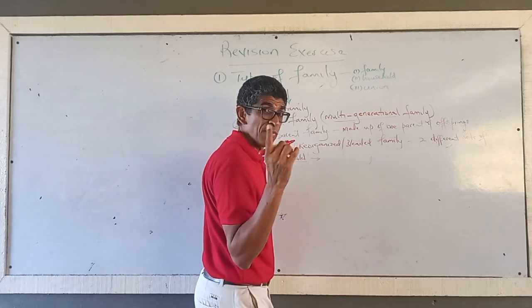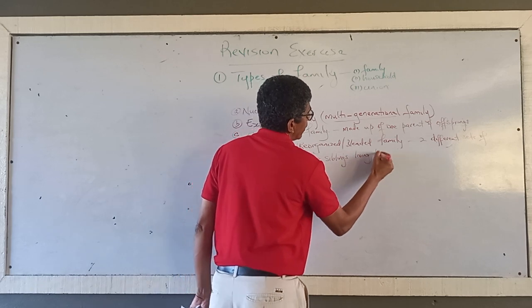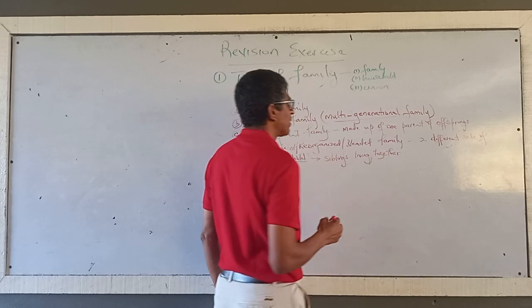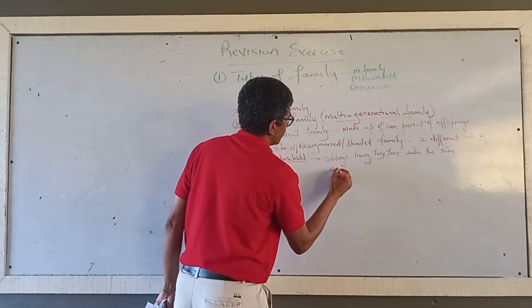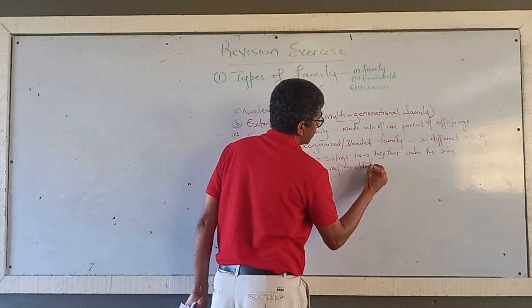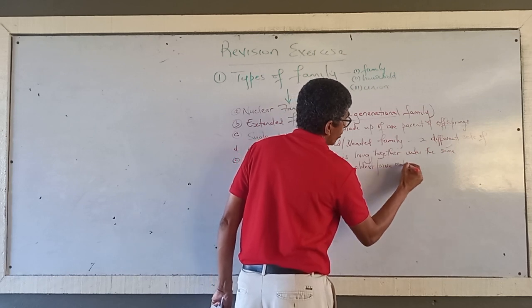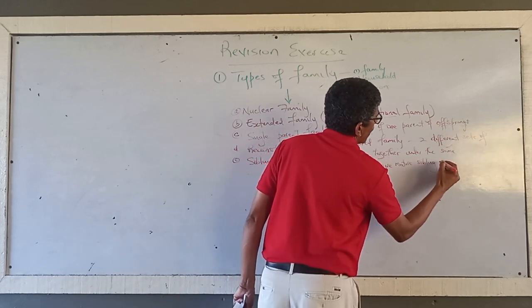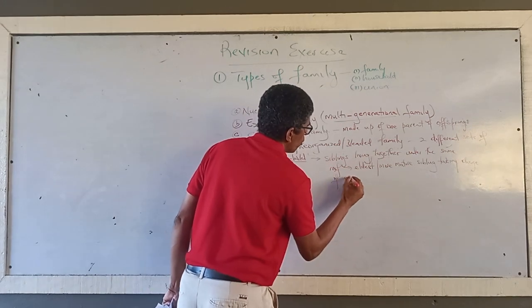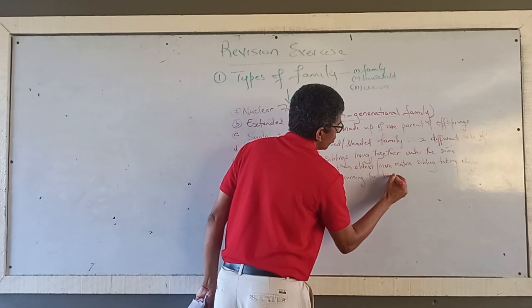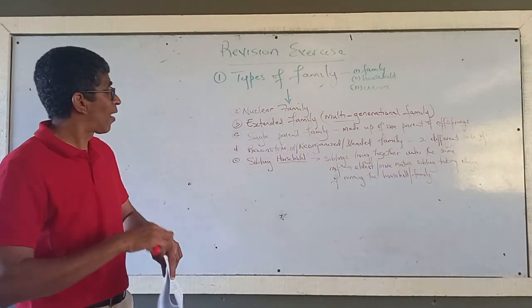Remind me, man. It is made up of siblings living together under the same roof, with the eldest sibling, or it may not necessarily be the eldest, it may be the more mature sibling taking charge of running the household/family. Okay, so that's a sibling family, right?